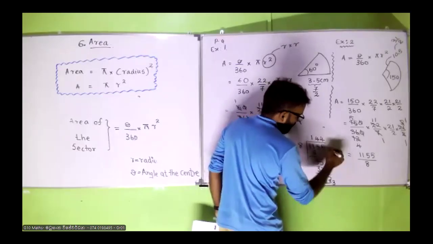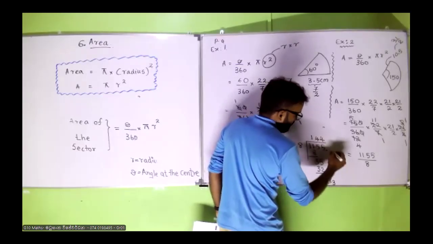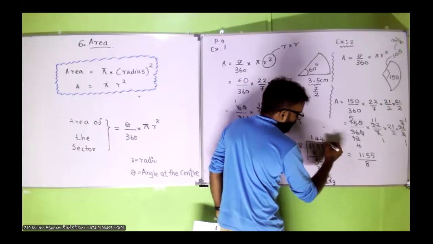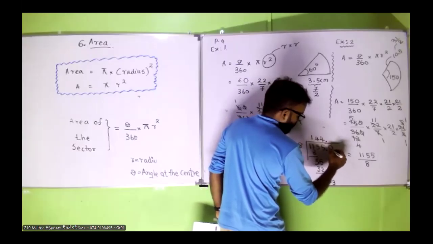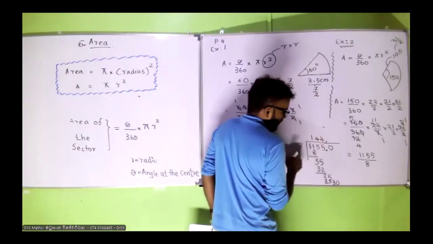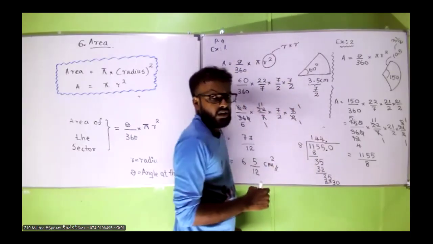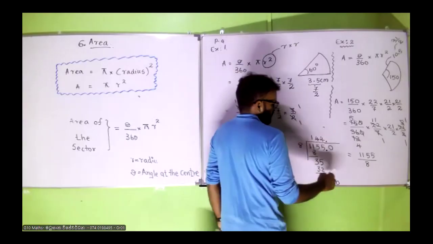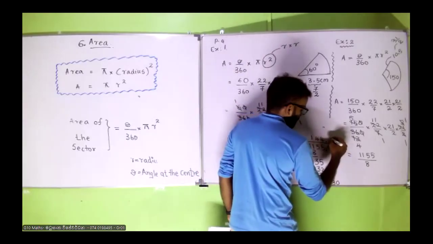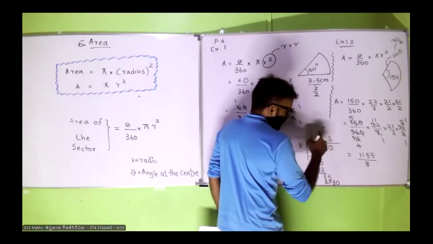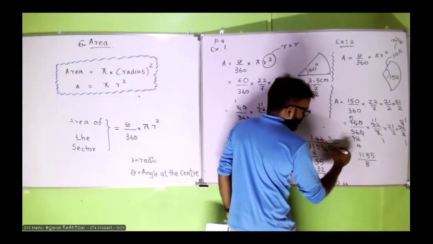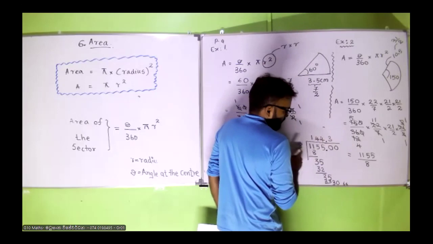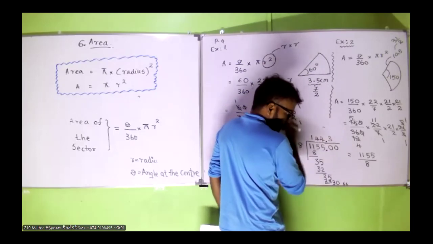The remainder is 3. Put a decimal point here, and here also, and put a 0. Now you have 30. How many 8s are there in 30? 8 times 3 is 24. Remainder is 6. 60. How many 8s are there in 60? 7.